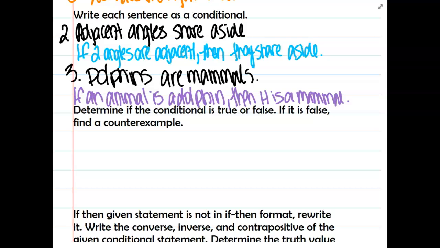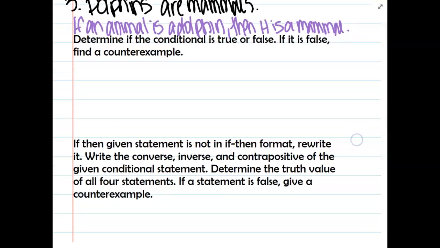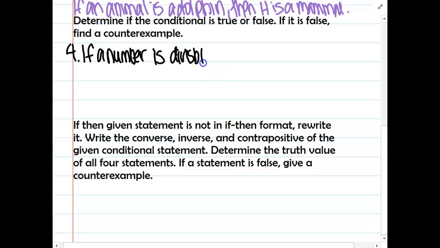We kind of touched a little bit on the truth value, whether it's true or not. So now we're going to address these things. If a conditional is false, you have to be able to prove a counterexample. Okay? Just one scenario. That's all it takes. One scenario where it doesn't work. Okay? So number 4, my conditional says if a number is divisible by 3, then it is odd.